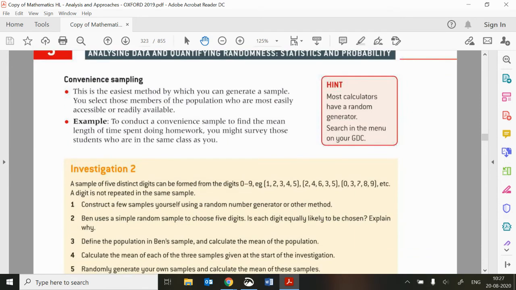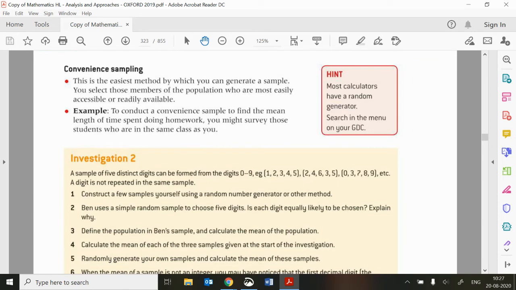Okay, and so finally, the 5th one here is convenience sampling. This is the easiest method by which you can generate a sample. It says you select those members of the population who are most easily accessible or readily available. For example, if you're going to conduct a survey and collect a sample to find the mean length of time doing homework, you might survey the students who are in the same class as you. That's kind of convenient. They're there, so you can make the sample really quick, and this is a very quick way of doing some statistics. So there we go. It's just at your convenience, essentially.